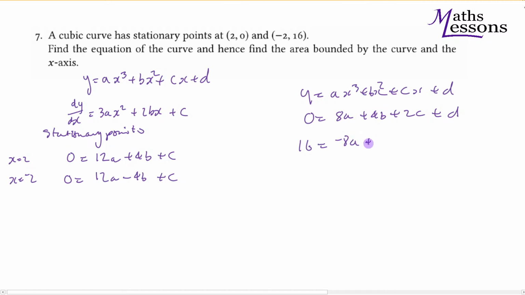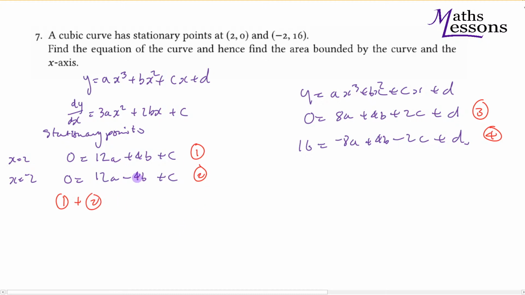What we've got plus 4b minus 2c plus d. So let's just number off our equations. We'll call this one equation 1, and this equation 2, this equation 3, and this equation 4. If you've got 4 unknowns, a, b, c, d, you need 4 equations to solve them. So what we're going to do is equation 1 plus equation 2.